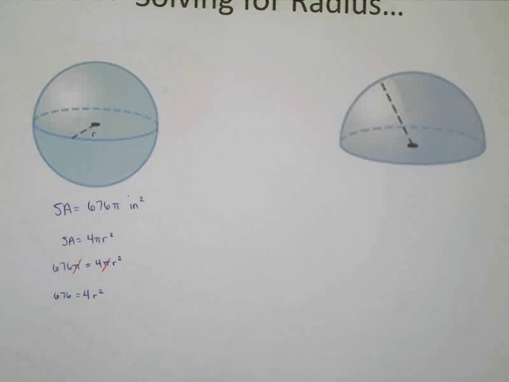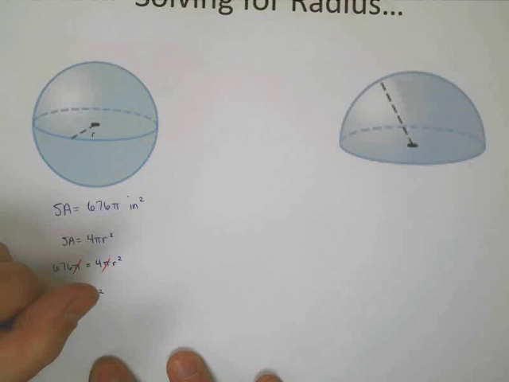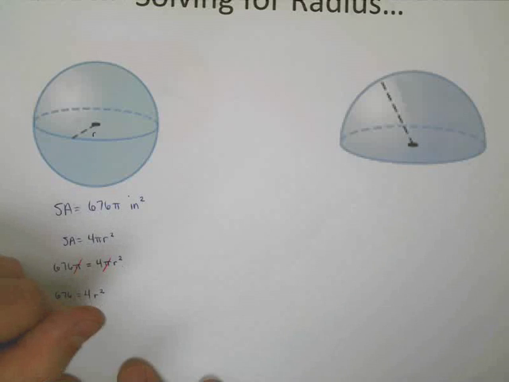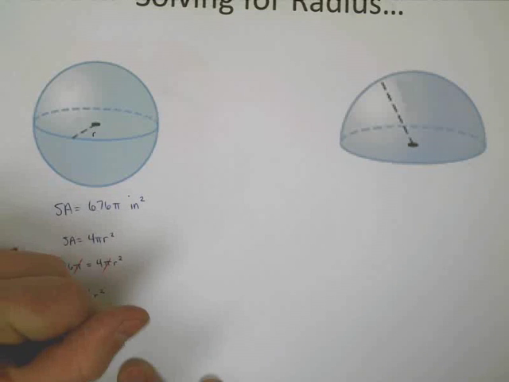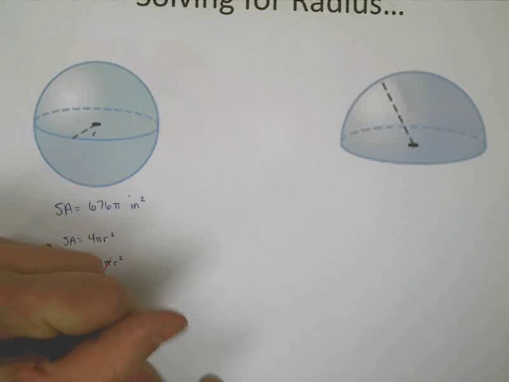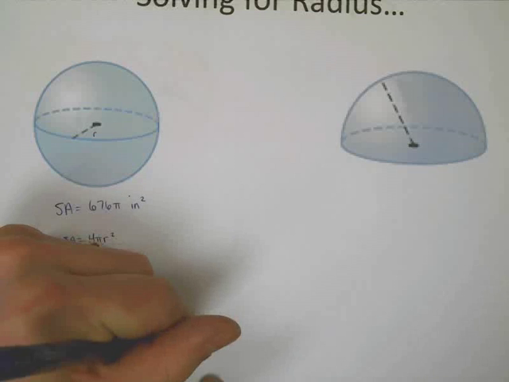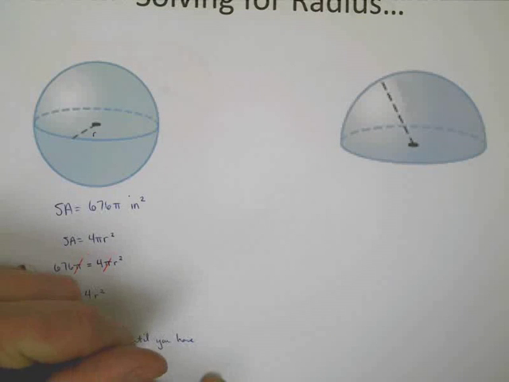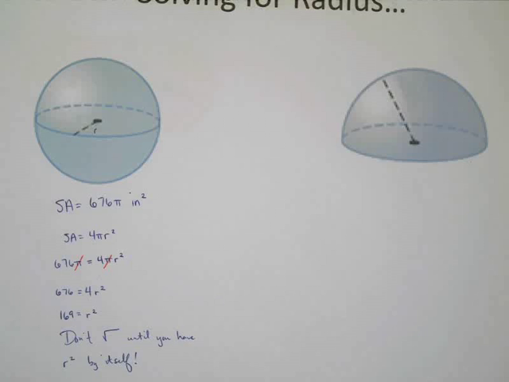Well, if I take the 676 and I divide it by the 4, I get 169. So the goal is to get r squared by itself. Don't square root until you have r squared by itself. Let me write that out one more time. Don't square root until you have r squared by itself. Okay?